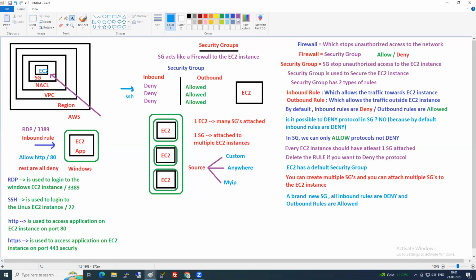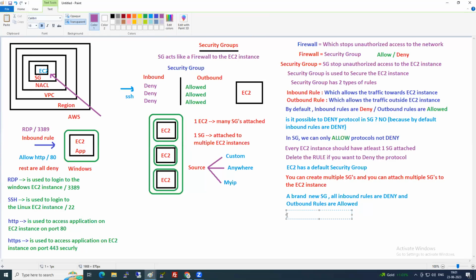One more question for you. If you allow any inbound rule, do you need to allow that in an outbound rule? No need. So if you are allowing HTTP in an inbound rule, do you need to allow HTTP in the outbound rule? No, because everything is allowed there. Very good. So if you allow any protocol in an inbound rule, you need not allow that on the outbound rule.